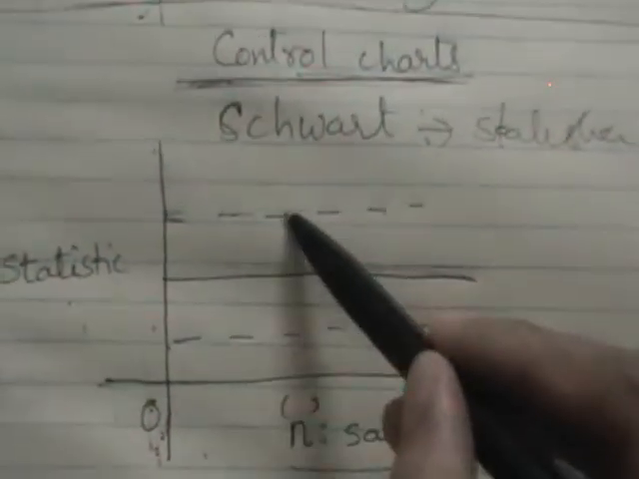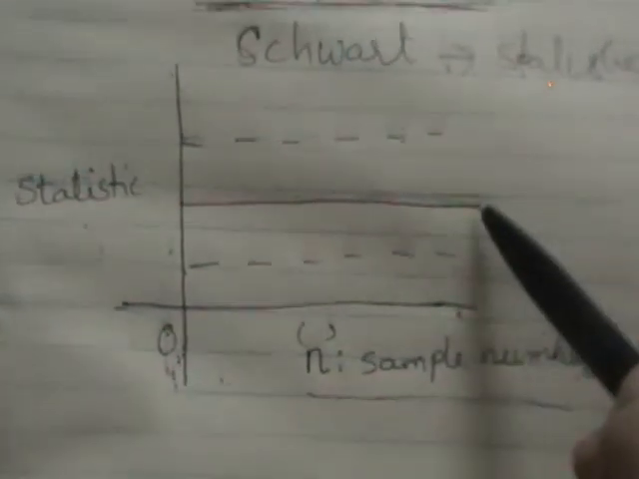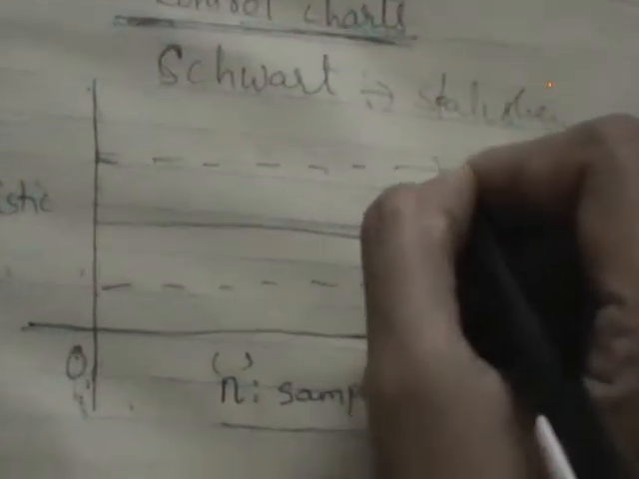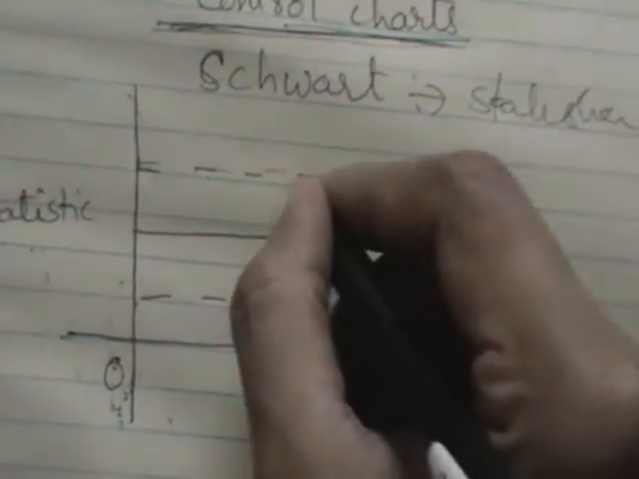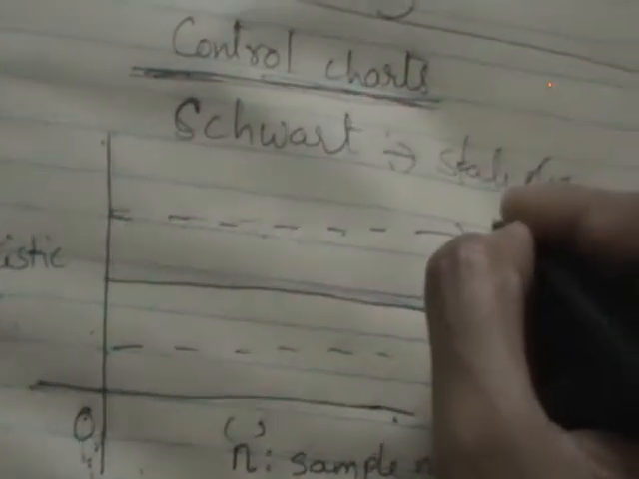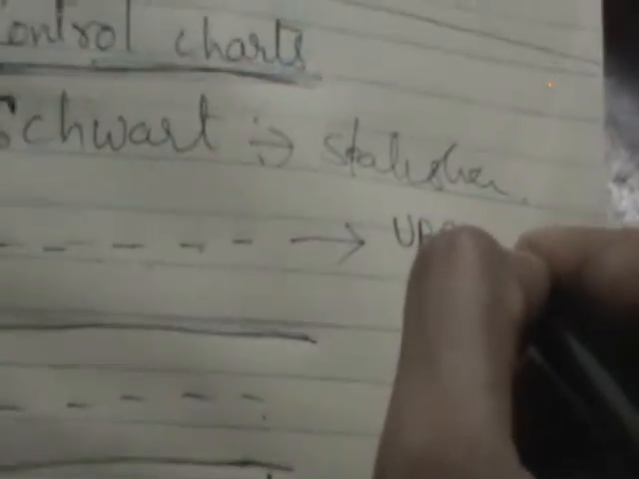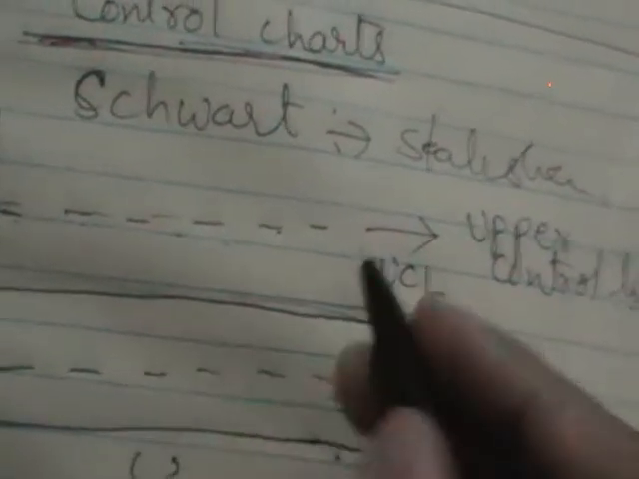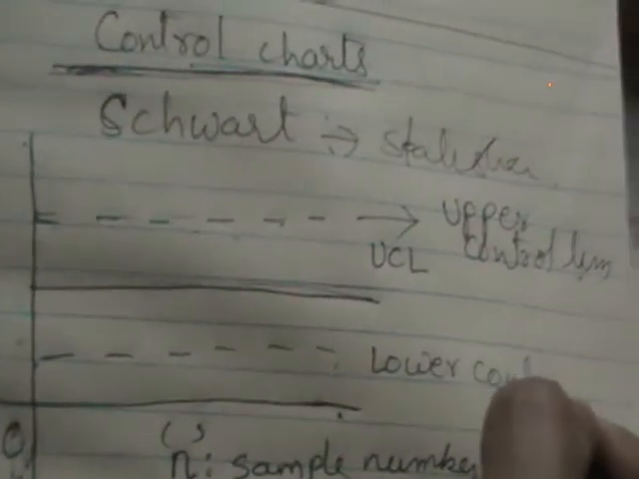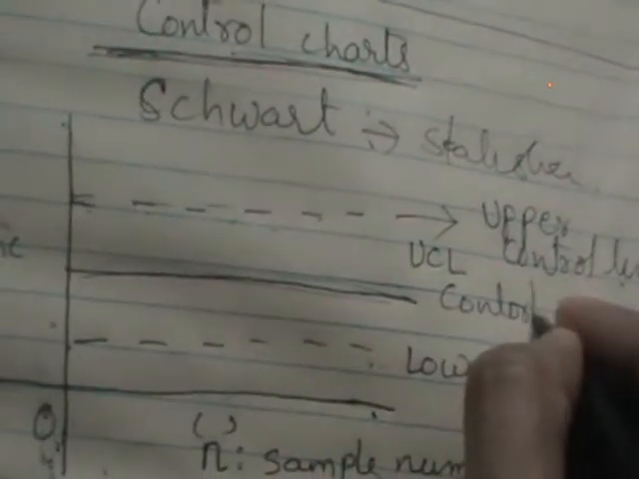And also it consists of two dotted lines and one solid line. The dotted line which is above the solid line is called the upper control limit, which we call UCL. The dotted line which is below the solid line is called the lower control limit, which we indicate with LCL. The middle line we call the control line.